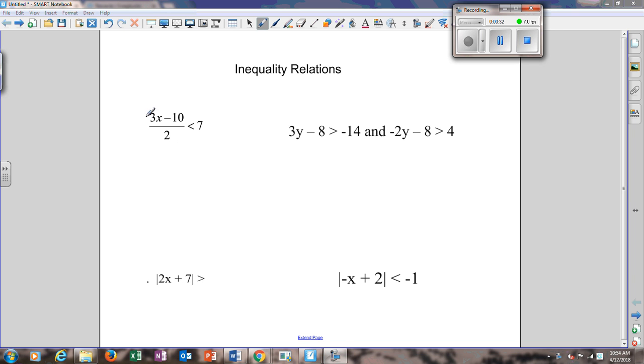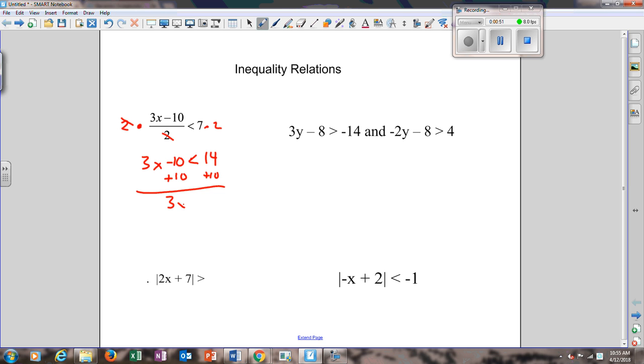In this first question, we have to multiply by 2 because we're trying to solve for x still. So you get 3x minus 10 is less than 14. Then add 10 to both sides, and you get 3x is less than 24. Divide by 3, divide by 3, you get x is less than 8.